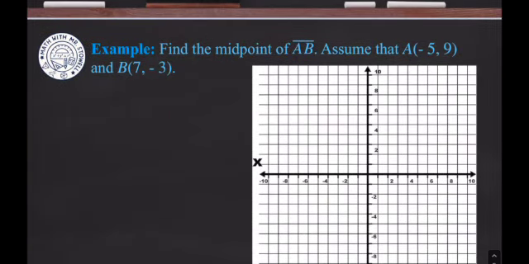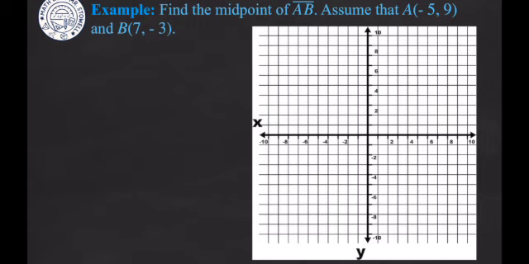Let's look at another example. Find the midpoint of line segment AB. Notice we put the line over it, the line segment symbol over it, because we're talking about it in general. Assuming that point A is at -5, 9, and point B is at 7, -3.